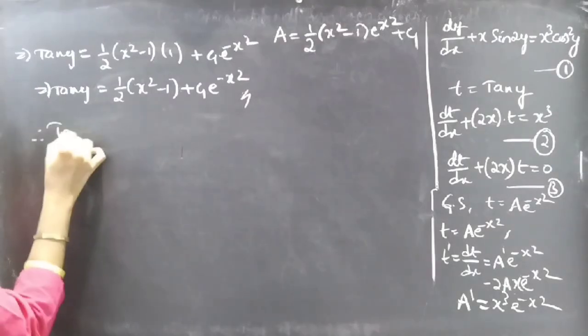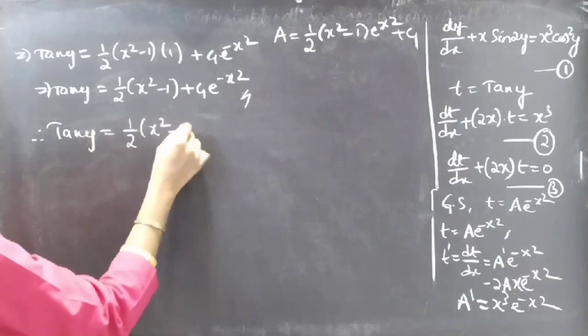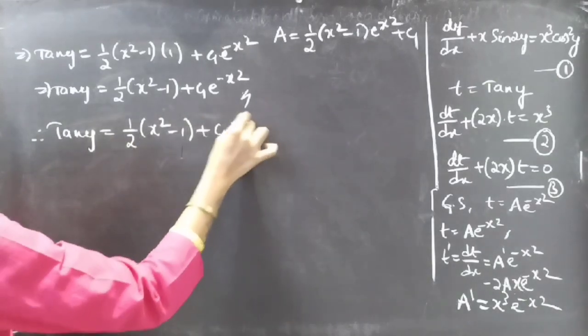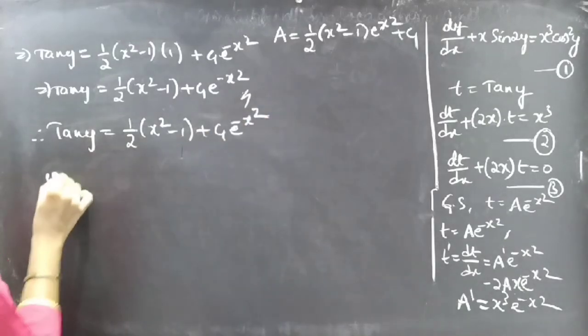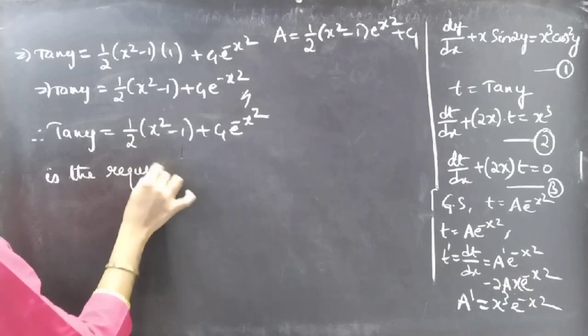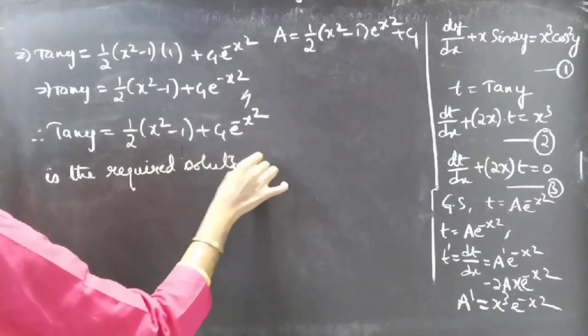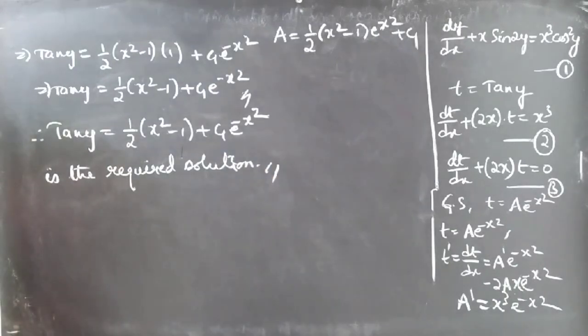Therefore, tan y equal to 1 by 2 into x square minus 1 plus c1 e power minus x square is the required solution. This completes the problem.